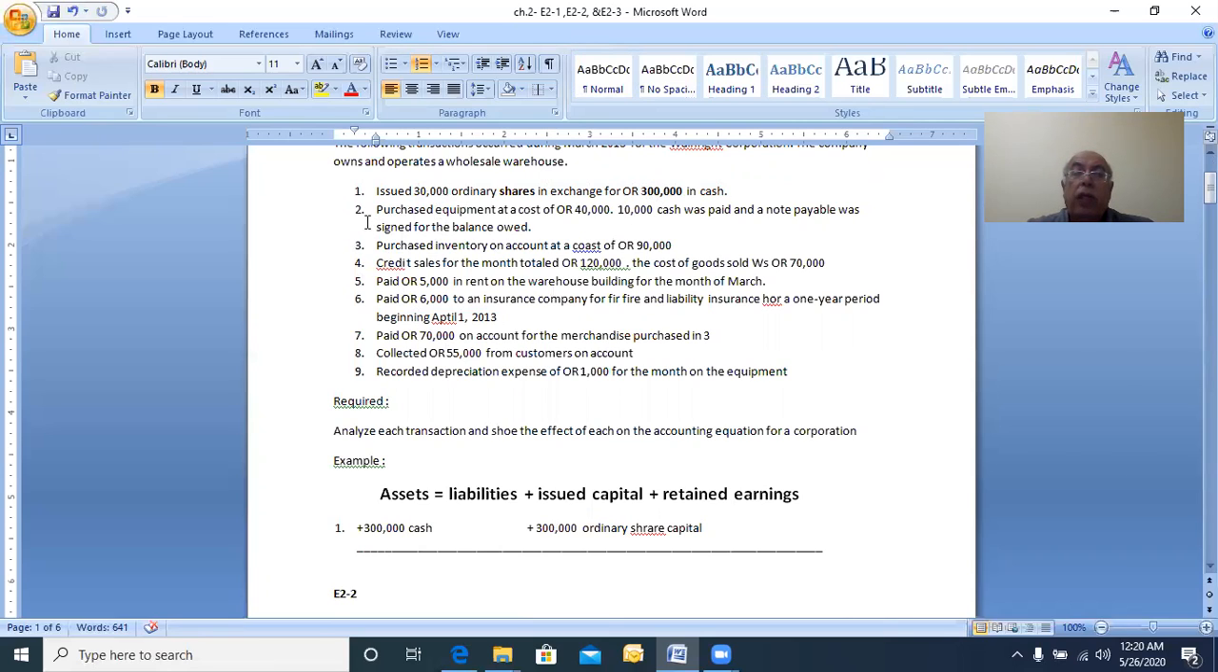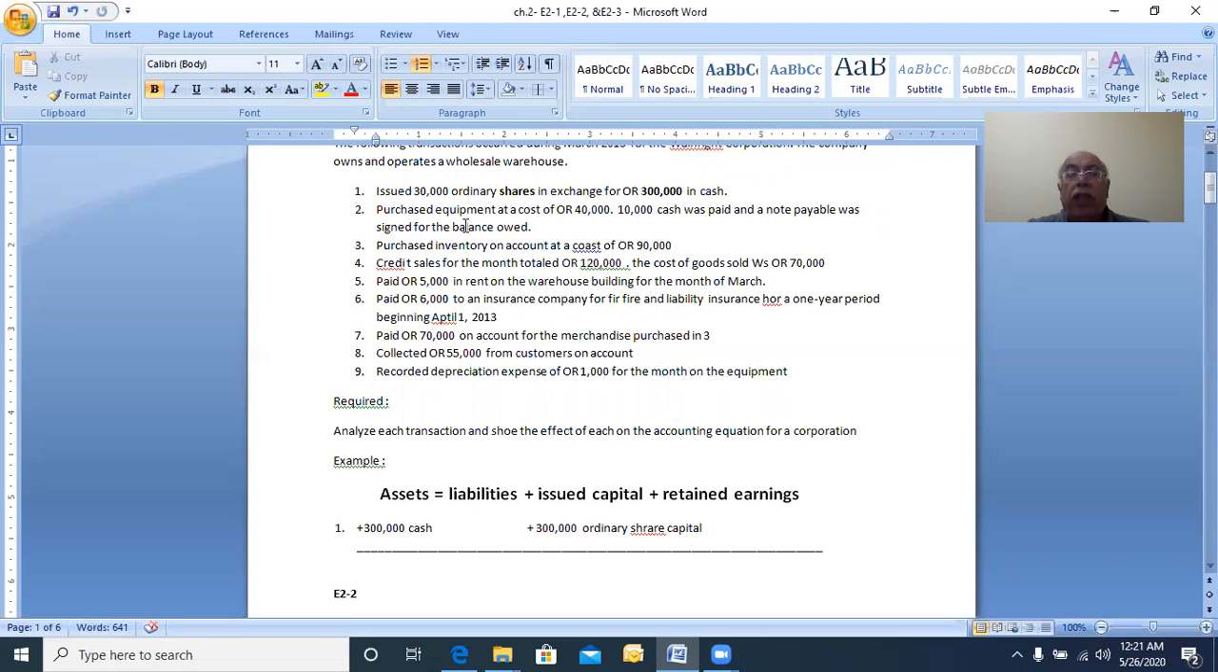Let's go to the second transaction. Purchased equipment at cost of 40,000, 10,000 cash was paid, and note payable was signed for the balance owed. What does that mean here? That means the company purchased equipment, and the cost of this equipment was 40,000. The company paid cash 10,000, and for the remaining amount, the company signed a note payable.